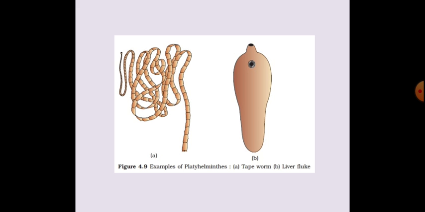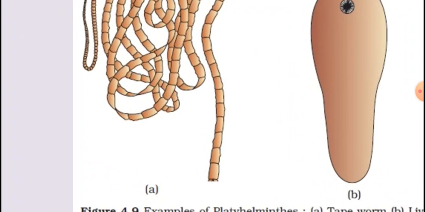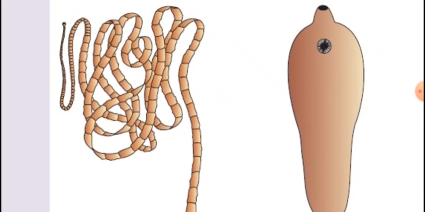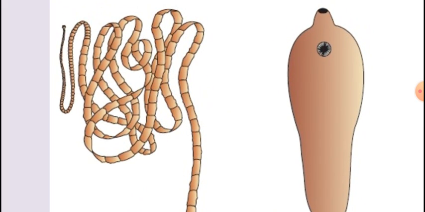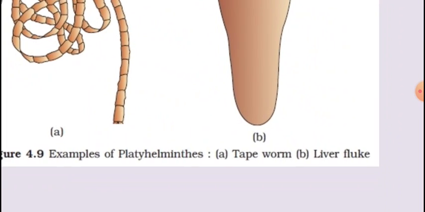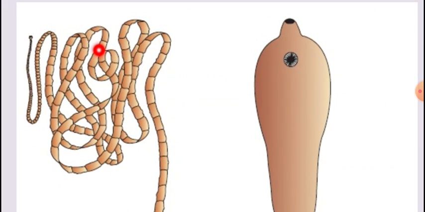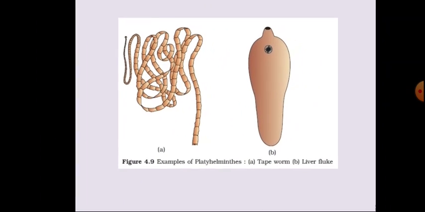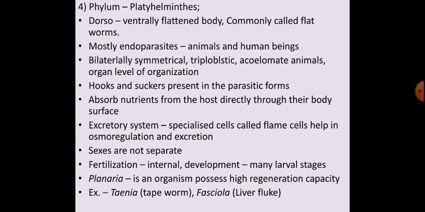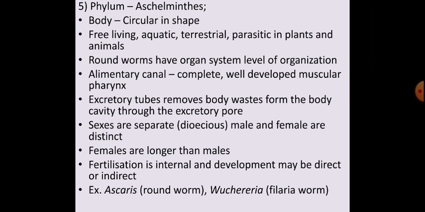Okay, another example is the tapeworm, which you have seen, commonly called tapeworm. Its scientific name is Taenia. This is the liver fluke, whose scientific name is Fasciola. Taenia is called tapeworm, Fasciola is called liver fluke. This is the fourth phylum.